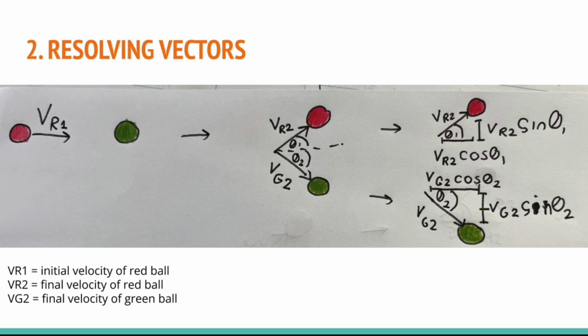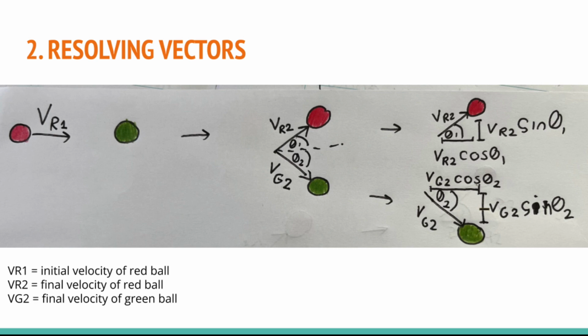Remember, sine is opposite divided by hypotenuse, and v cos theta is the horizontal component, where it is next to the angle but is not the hypotenuse. So again, this represents the horizontal component. Both the horizontal components for the red ball and the green ball are still traveling the same side, so they are both positive.